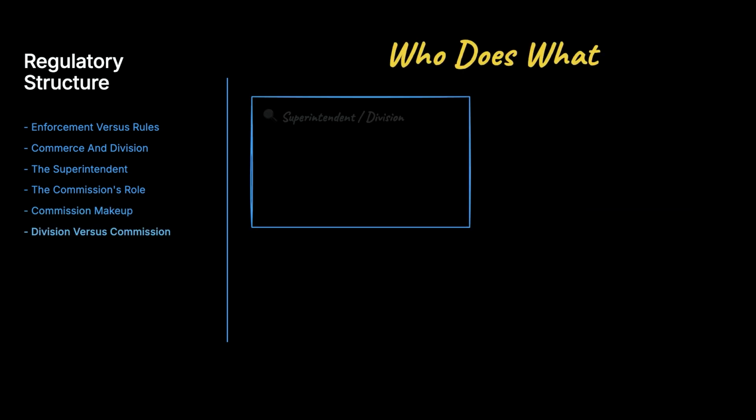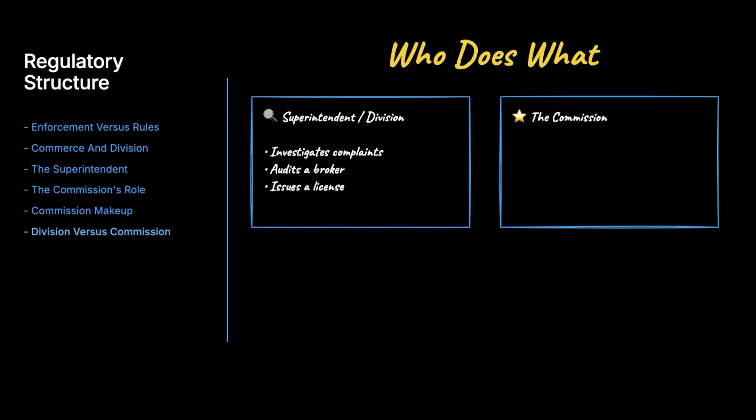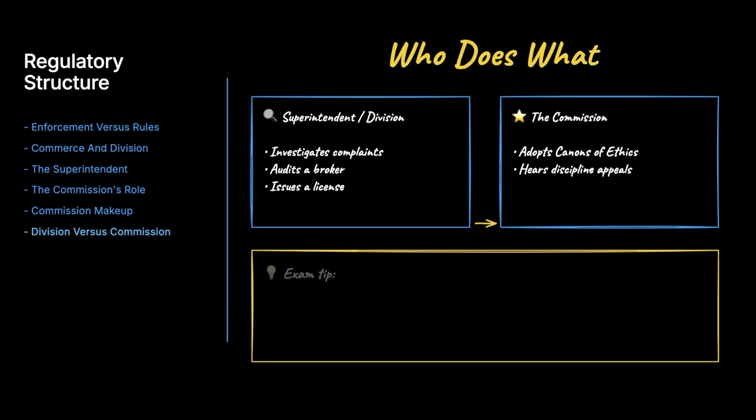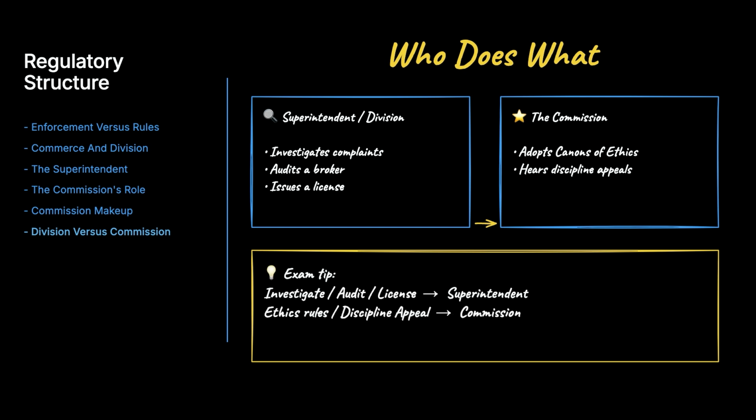Now, here's the part most students miss, so listen closely. When a question asks who investigates a complaint, audits a broker, or issues a license, the answer is the superintendent or division. When it asks who adopts the Canons of Ethics or hears a discipline appeal, the answer is the Commission. Enforcement versus rules and appeals.